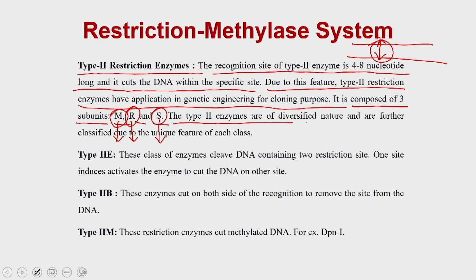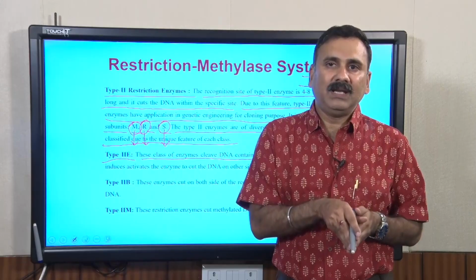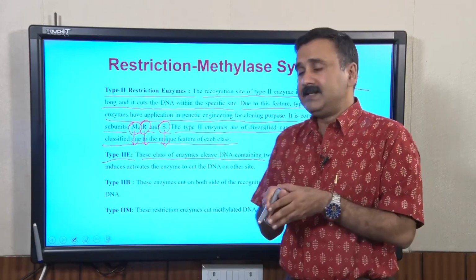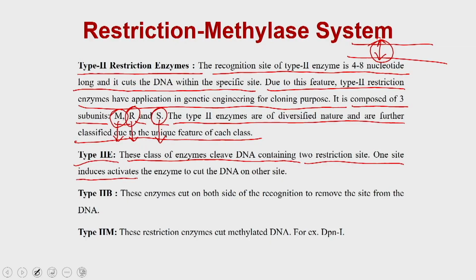The type 2 enzymes also have diversified functions, so they are further classified due to the unique feature of each class. The type 2E class of enzymes requires DNA containing 2 cleavage sites. If you have 1 cleavage site, these enzymes will not cut the DNA, whereas if you have 2 sites, the first site is required to induce activation of the enzyme, and then the enzyme cuts the DNA on the other site.